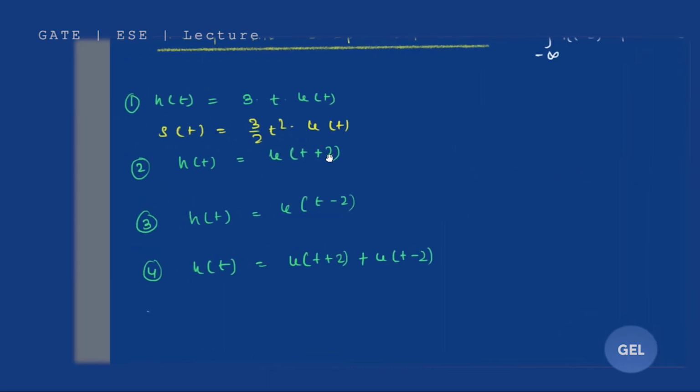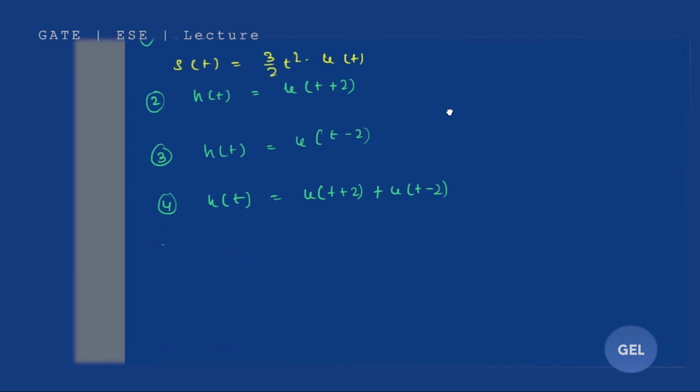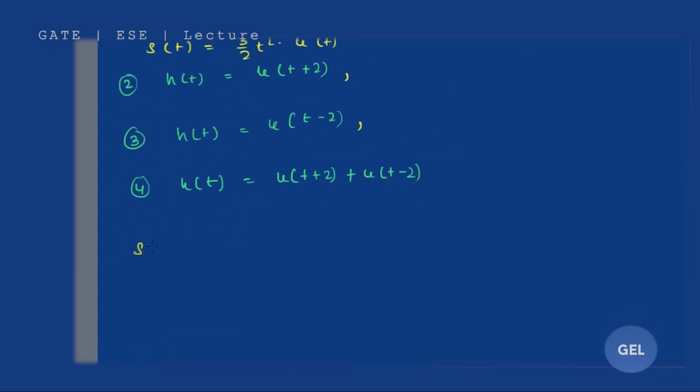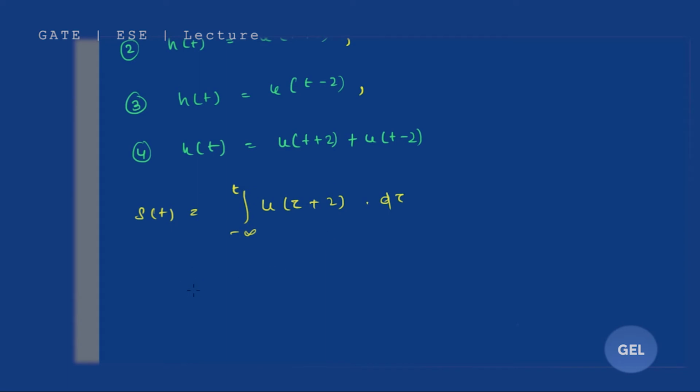Now for this question h of t is equals to u of t plus 2. उसके लिए करते हैं. So the step response s of t will be how much? Integral of u of tau plus 2 d tau from minus infinity to t. Now look here carefully, this value will give you non-zero values at the interval when tau plus 2 is greater than or equal to 0. That means tau is greater than or equal to minus 2. That means if you change the limit to minus 2 to t, this value will become 1. Clear?